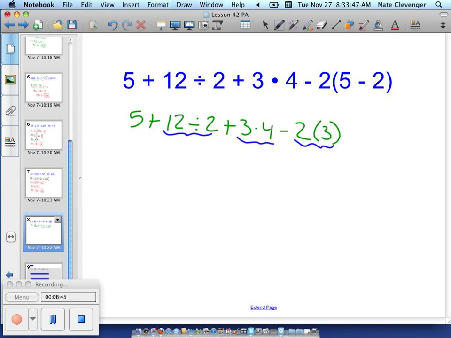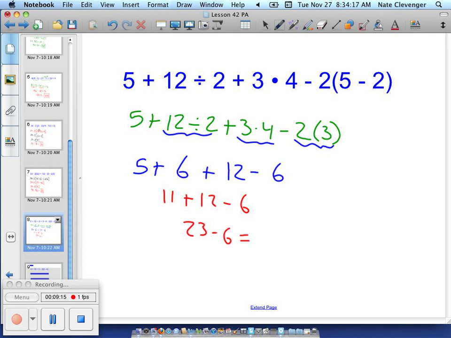Yes? That was the final answer? Okay, we'll see. So 12 divided by 2 is 6, plus 12 minus 6. Oh, so, okay. What did you do incorrect there, just to know? I didn't know that was subtraction. Right here? Yeah. Okay. So then we can work across: 6 plus 12 minus 6 is 18 minus 6, which is 12.